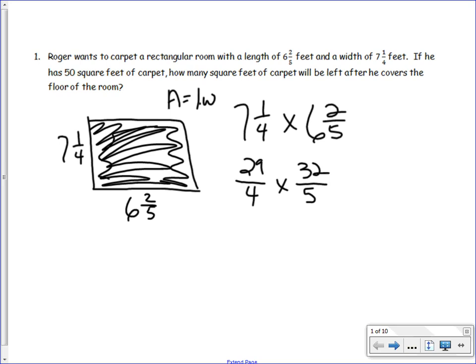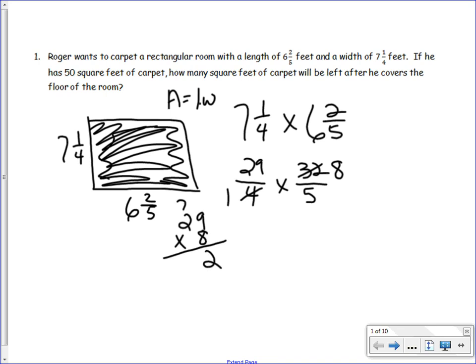Okay, so what I'm going to do first is look to see if I can cross reduce. Here I have 4 and 32, which are both divisible by 4. 4 divided by 4 is 1. 32 divided by 4 is 8. Now I can multiply top times top and bottom times bottom. 29 times 8.